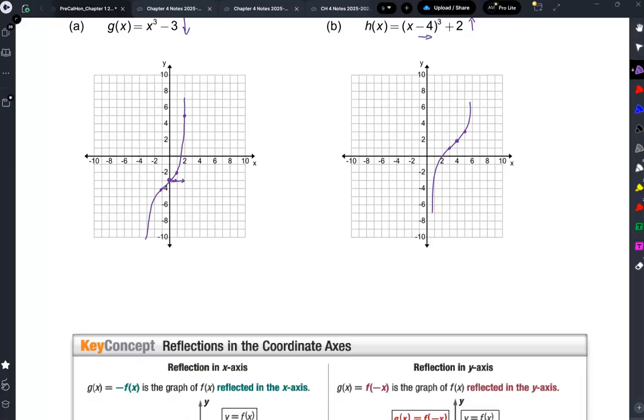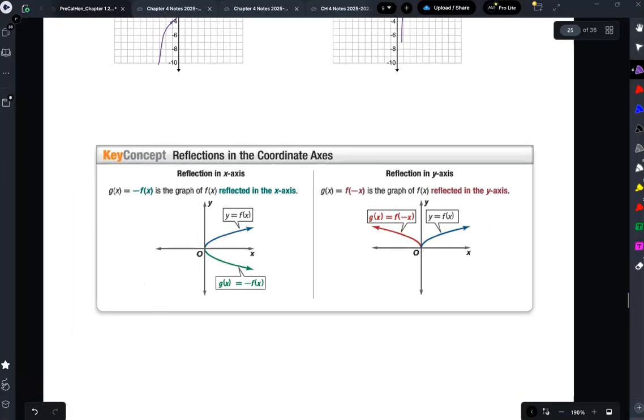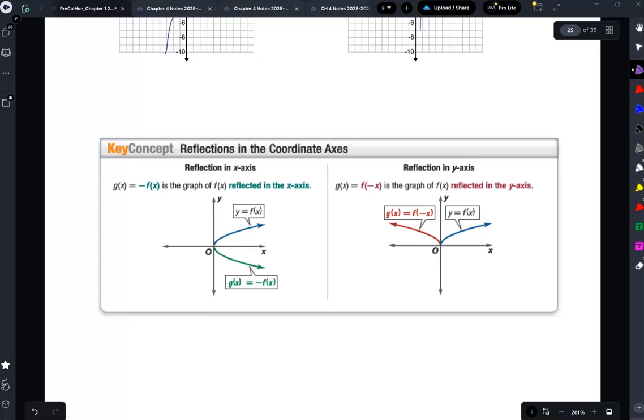Let's do a reflection in the x-axis. We know how to do this, right? You have a reflection in the x-axis when you have a negative in front of the function. So for example, if this is y equals root x, this is y equals negative root x. Okay? Now, how about a reflection in the y-axis? For that, the variable becomes negative.